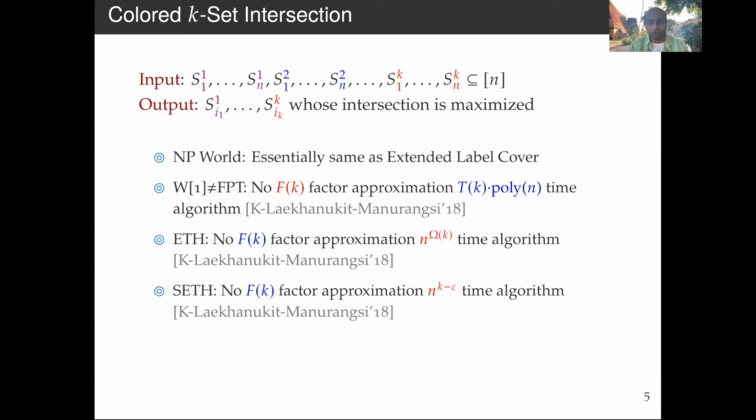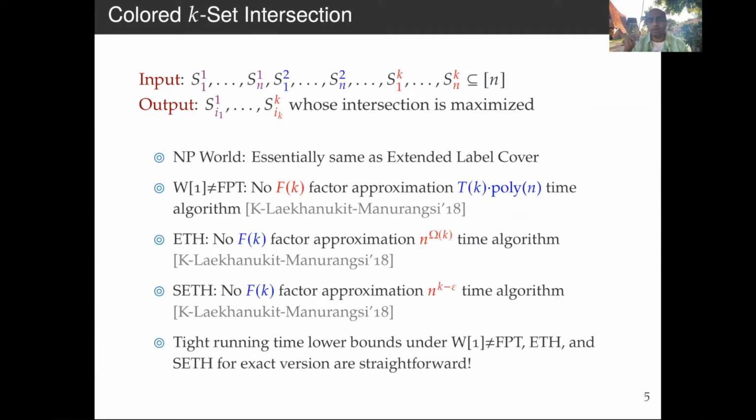And in fact, assuming the strong exponential time hypothesis, we can show that no algorithm running in n to the k minus epsilon time, for any positive epsilon, can approximate it to f of k factor. And in the colored version, just getting exact hardness under these assumptions is fairly straightforward. The non-trivial part comes in generating the gap. So for the colored version, we can essentially say everything there is to say at a high level. But for the uncolored version, we are far from telling the right things.